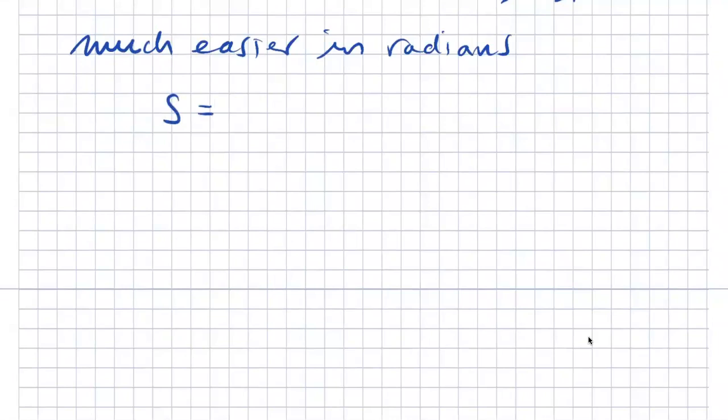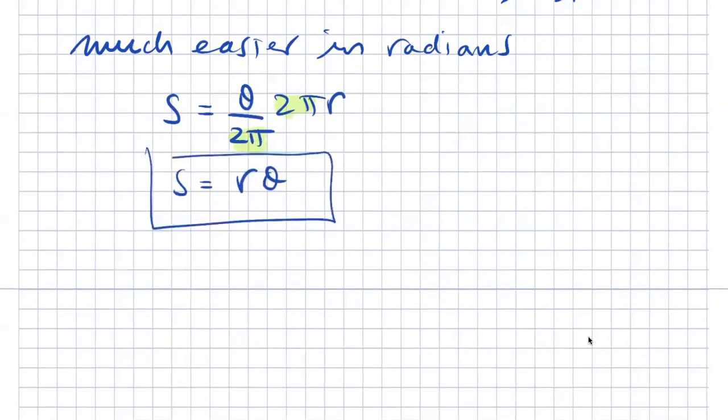So we've got a fraction of the part of the circle. Okay, so there I've got some fraction theta, but it's not over 360 now, it's over 2 pi, because in radians, of course, a full circle is 2 pi. Now what's really interesting here is that this 2 pi cancels with that 2 pi. So what we're left with is the formula S is equal to r theta. And that is the equation for the arc length.